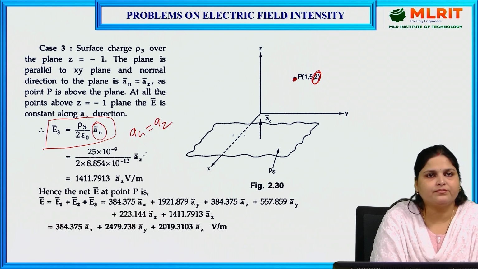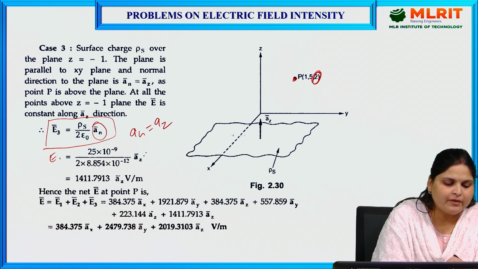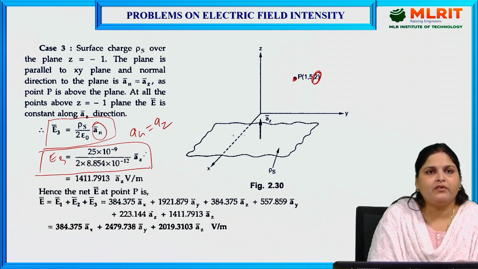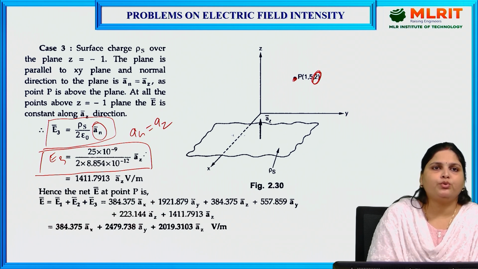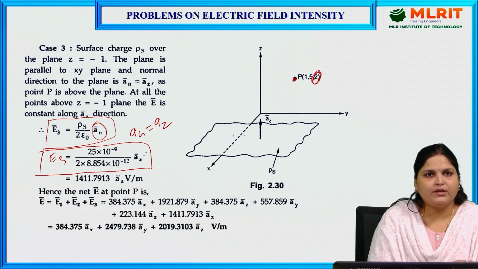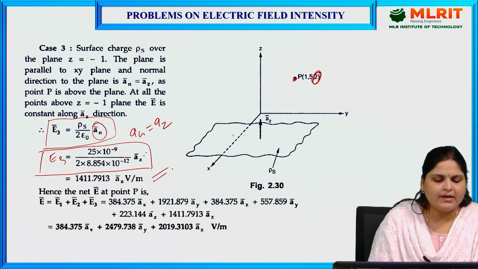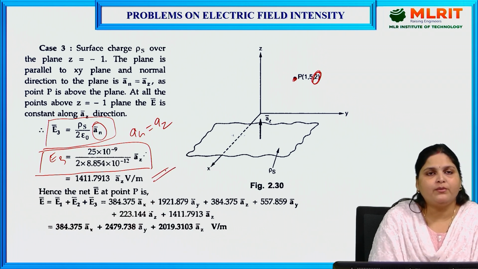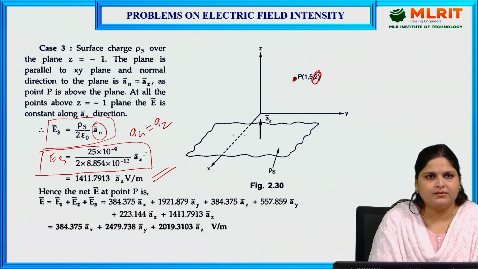Remaining values we will also put into this formula, and this becomes 25 into 10 to the power minus 9 upon 2 into 8.854 into 10 to the power minus 12 AZ. When we simplify it, we get 1411.7913 AZ volt per meter.